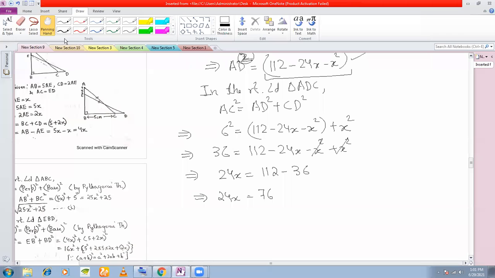Yes, this should be 76. So that means x here is 76 by 24. Now you can cancel here. So you cancel with 19 by 6, which you get as 1 by 6 centimeters or 3.66 centimeters also. 3 point, not 66.